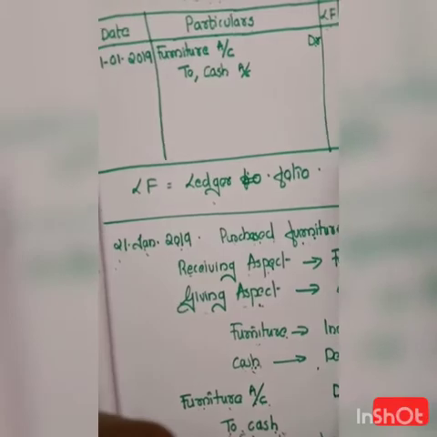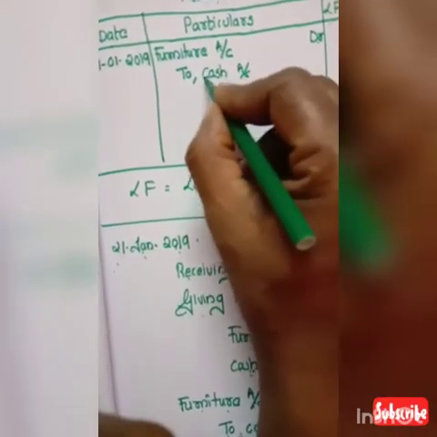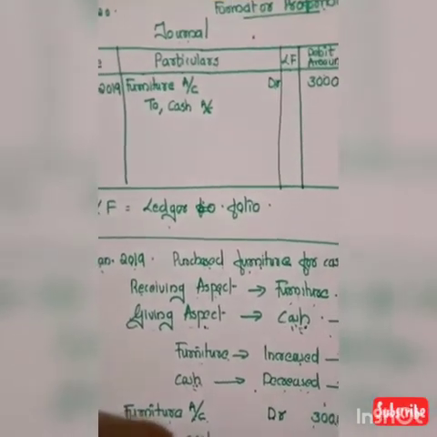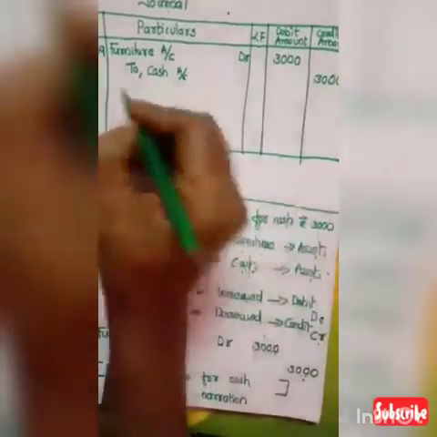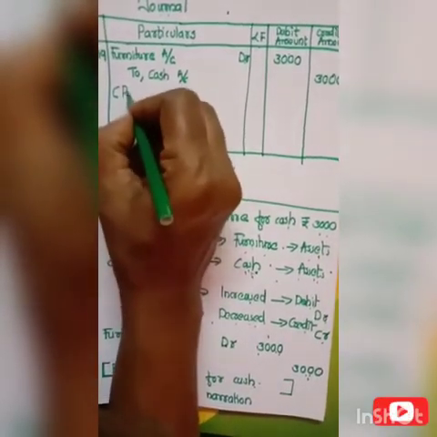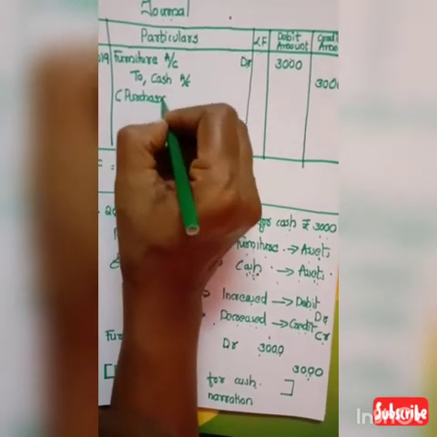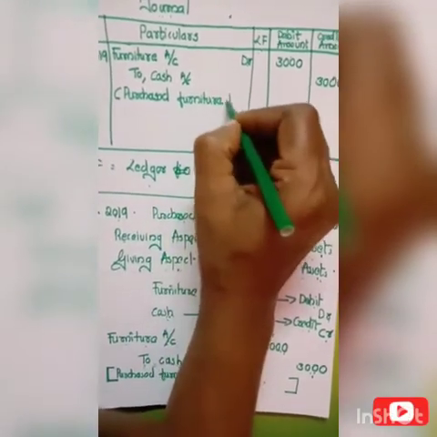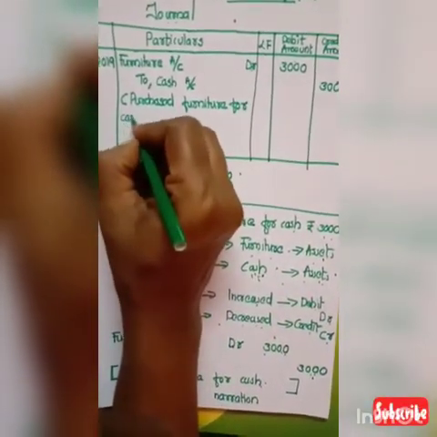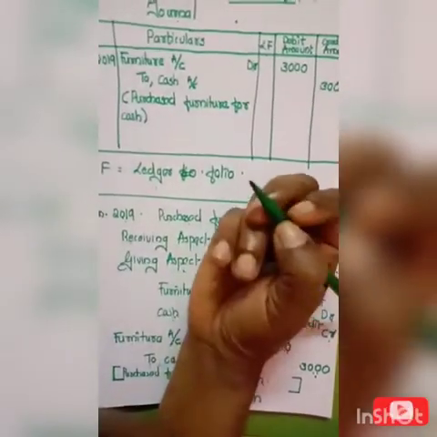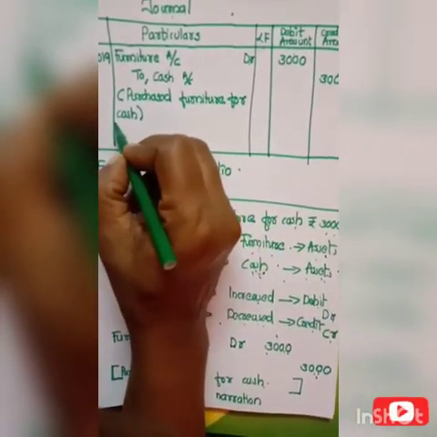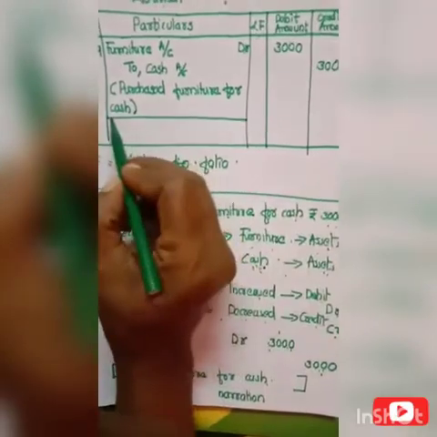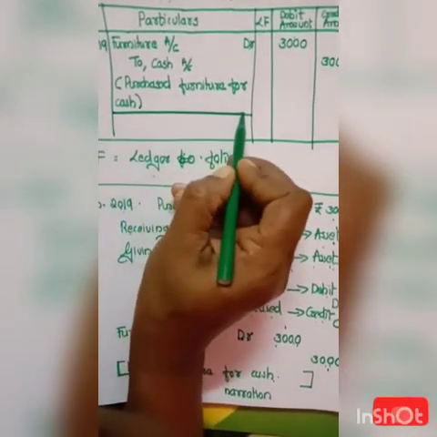For every debit there is an equal credit. Therefore, in cash also 3,000. Then we write the narration: purchased furniture for cash. Then close the bracket. After that, draw a straight line only in the particular column.